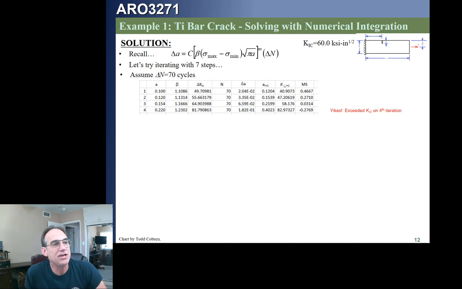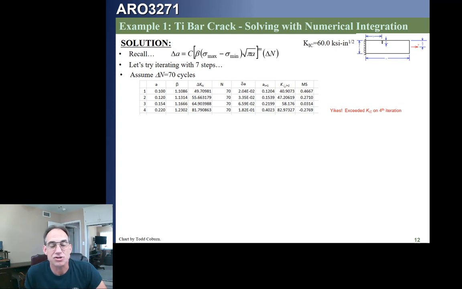If we guess that we have a change in stress level of 70 cycles, we start with our initial crack size, we calculate our beta, we calculate our delta K1C, we say, okay, we're going to apply this for 70 cycles. We plug into this equation above, and we calculate the change in crack size as shown here in the 5th column. We then calculate the new crack size, which is just our initial crack size plus that change in crack size. You see that? Column 6. Then we calculate our K1 for that new crack size. Okay?